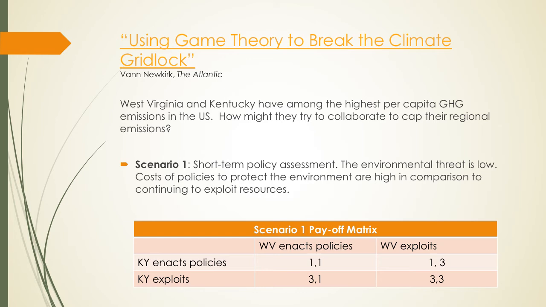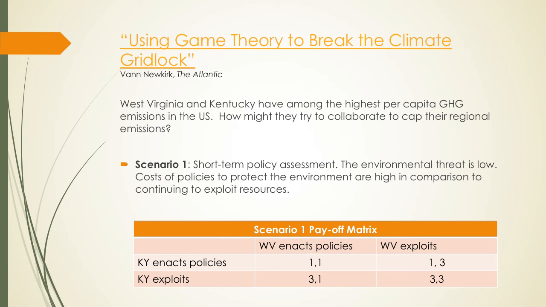One scenario we might consider is a short-term assessment policy. In the short term, the environmental threat is low, and the costs of implementing policies to protect the environment are high in comparison to continuing efforts to exploit resources. The payoff matrix outlines two strategies: enacting protective policies or continuing to exploit resources. Continuing to exploit resources could involve opening more coal-powered electrical plants to maximize energy output and profits, whereas protective policies could involve shifts to greener energy production.